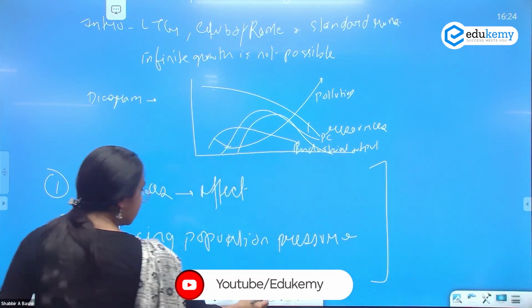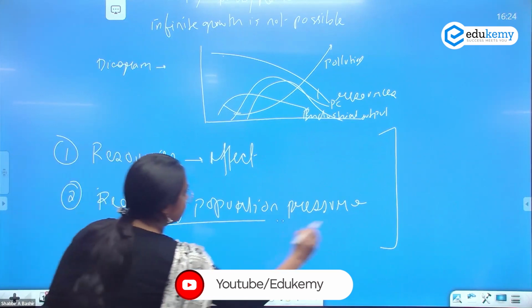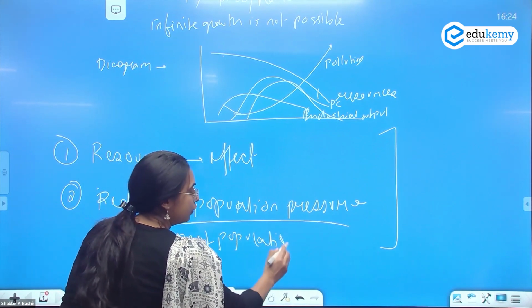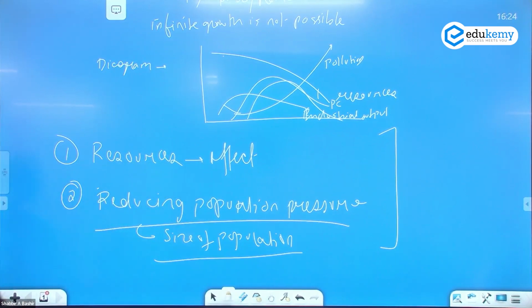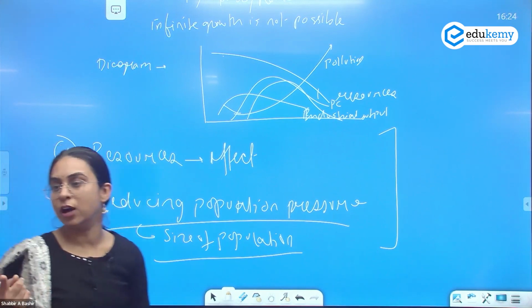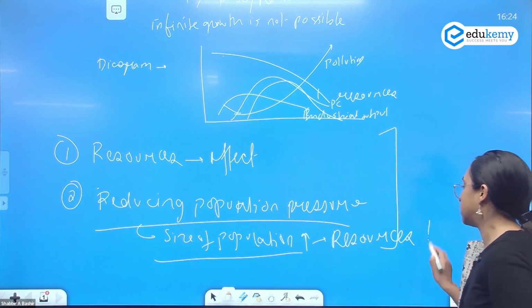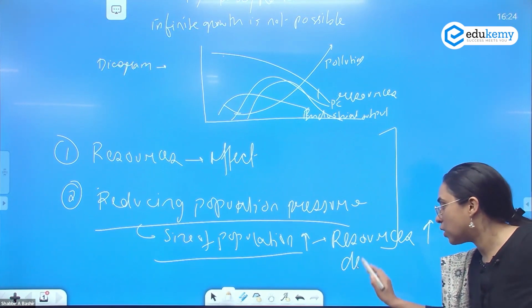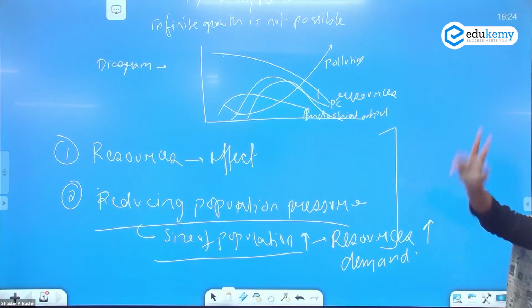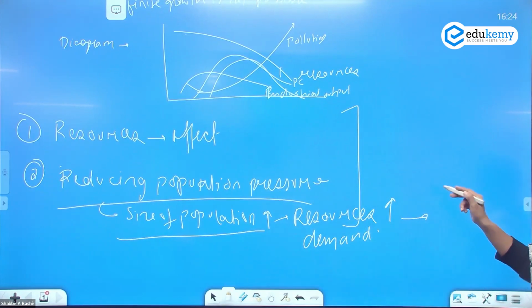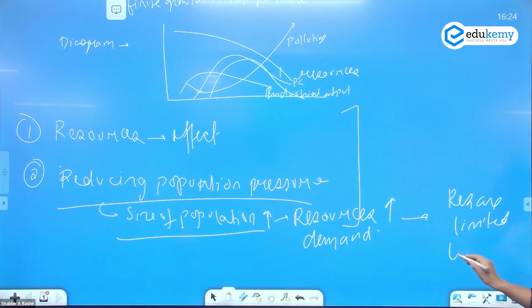So you can even talk about the size of the population. If the population increases, if the number of people increases, then what will happen? They will demand more resources. Resource demand will increase. Then coming back to the standard run: the demand for resources has increased, but we have limited resources, the resources are limited, and therefore we cannot have infinite growth.